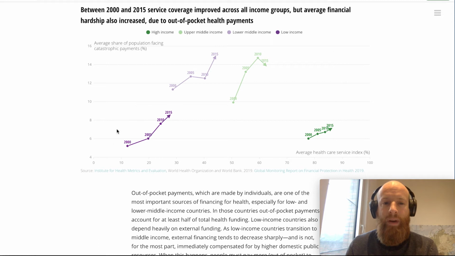You have the low income countries here, bottom left, the high income countries here on the right, and then the upper middle and lower middle income countries in the middle of the chart. So where you want to be is on the right bottom corner of this chart, with a lot of people getting access to healthcare and very few people ending up paying a substantial amount of their income to healthcare.